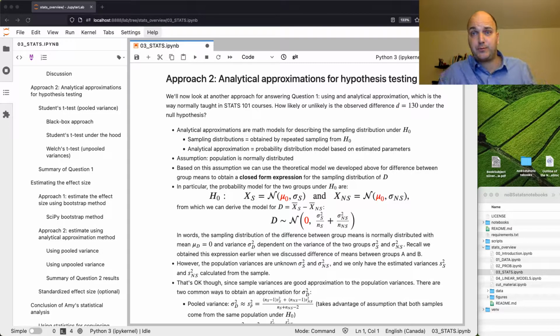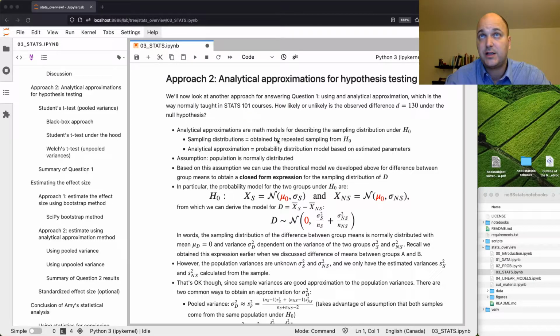Let's continue and show a second approach for doing hypothesis testing. This is the standard way, using mathematical models. Reminder, what we're trying to do is measure. The sample Amy is analyzing has two groups, employees with statistics training and employees without statistics training. The observed difference is 130 EOV units. And our question is, how likely or unlikely is this value under the null hypothesis?